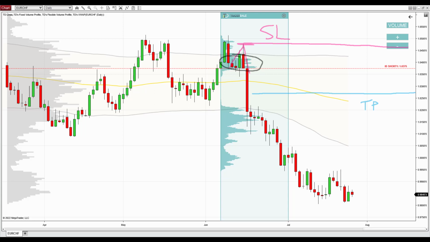But you can go for more than that. You can, for example, aim your take profit at the VWAP, that's the yellow line. It tends to work as a magnet, and for that reason I like to use it as a take profit for my trades. Alright.